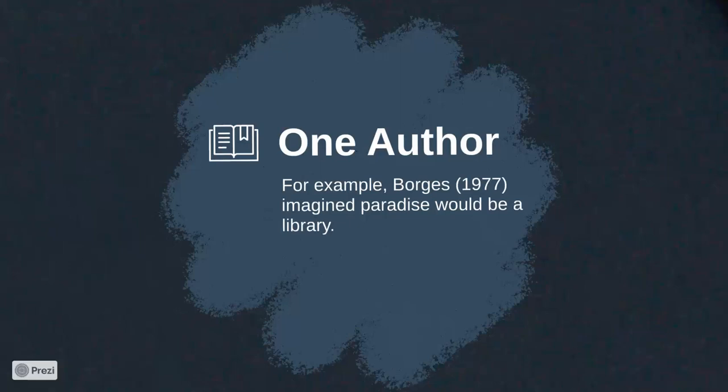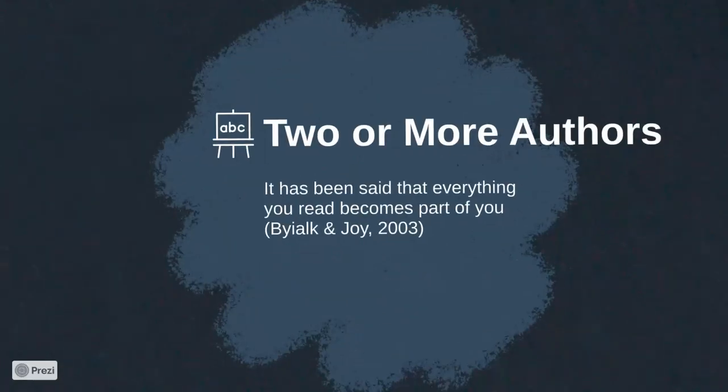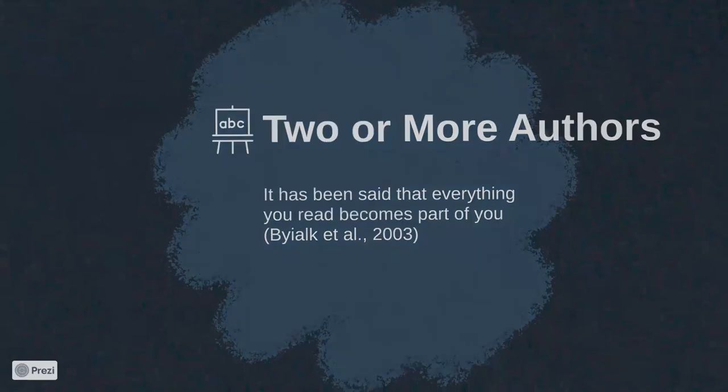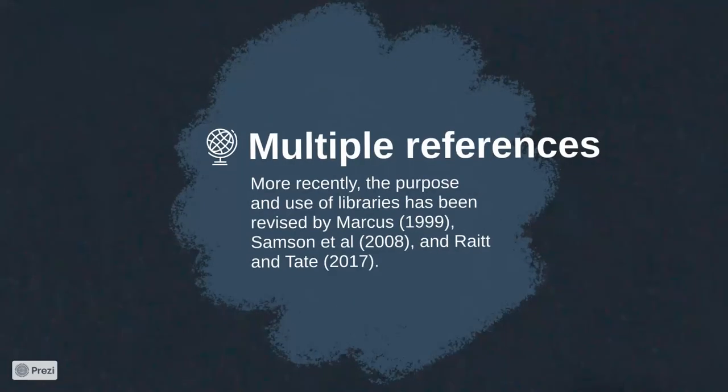APA only requires last names to be included in the text, although you may want to include some context, for example, author credentials, profession, or background, the first time they're introduced. Where there are two authors, both last names are listed in the in-text citation and immediately followed by the date. For three or more authors, only the first is listed, along with the Latin et al., which is shorthand for and others.